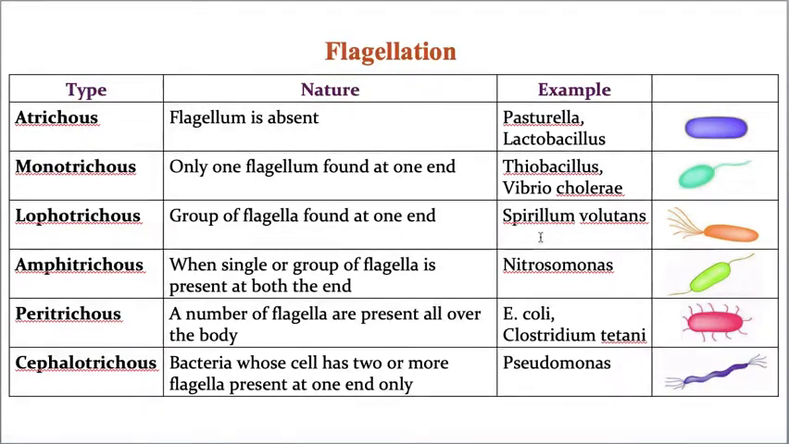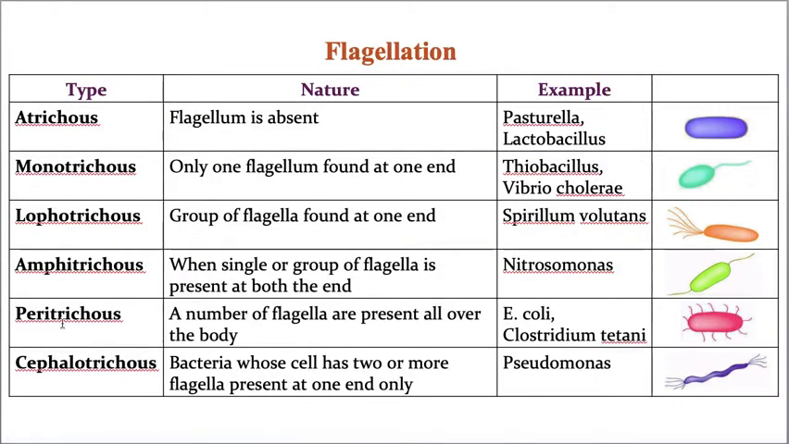The best example is Spirillum volutans. Spirillum volutans is the best example. And Amphitrichous: in the name itself, amphi means what? Both. On both the sides, flagella are present, then that is called Amphitrichous. The best example is Nitrosomonas.